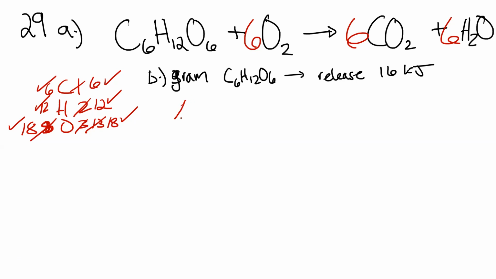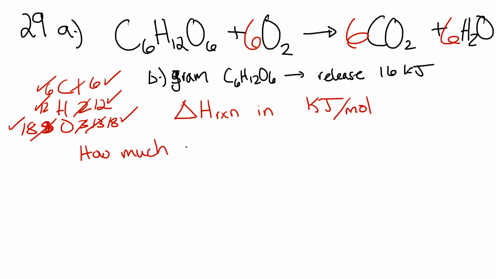We could find a delta H reaction in kilojoules per mole to begin with, because we've got grams and a quantity of kilojoules. We could calculate how many kilojoules per mole. That's doable. Or we can do this whole thing as one problem rather than doing it in multiple parts. You guys want me to just do it as one thing? Okay, let's do that. So we're looking for how much energy in kilojoules released from, what is the quantity? The quantity is 1.5 moles.